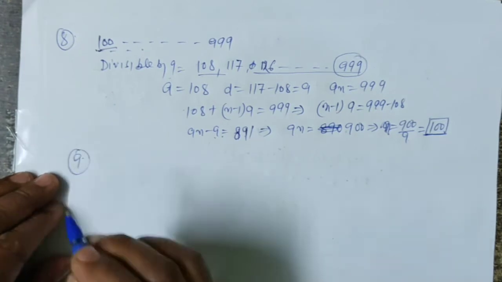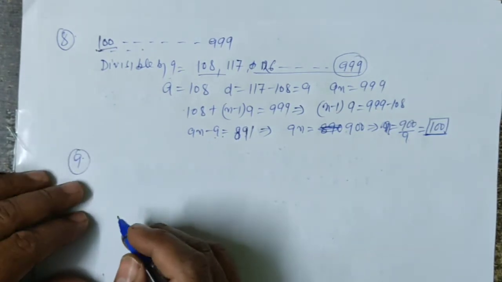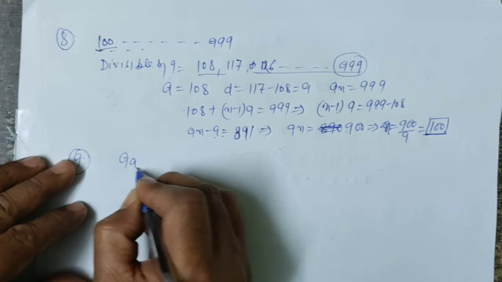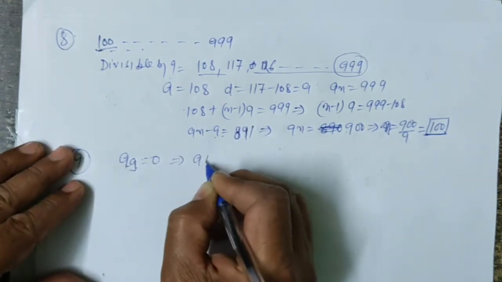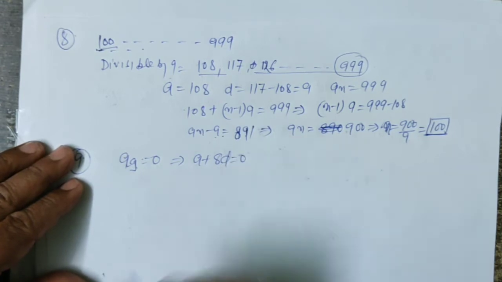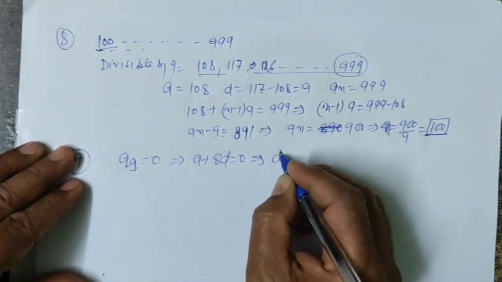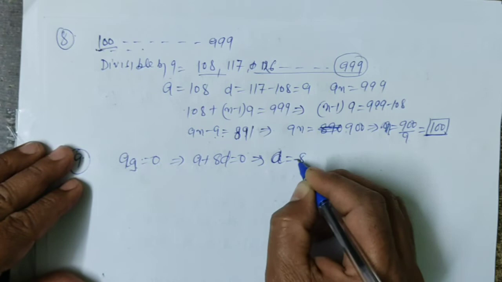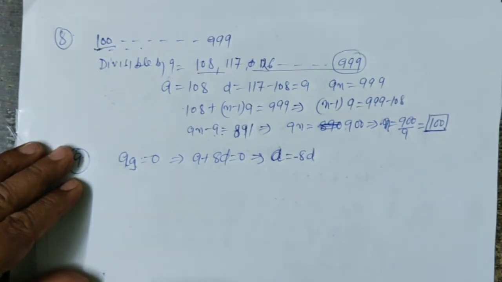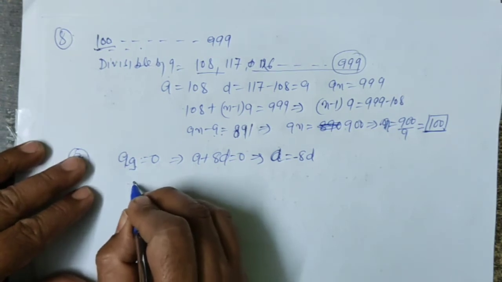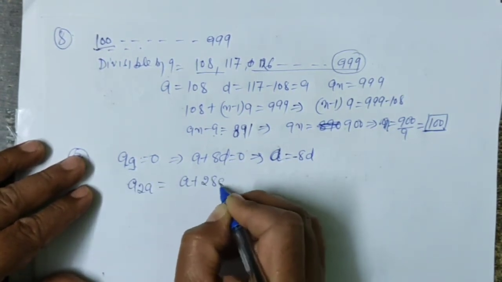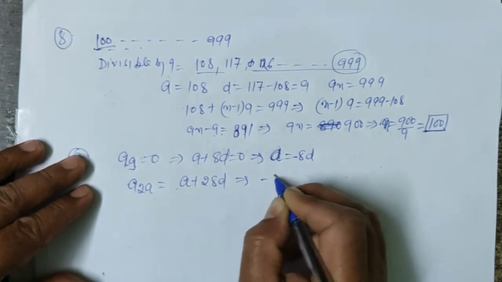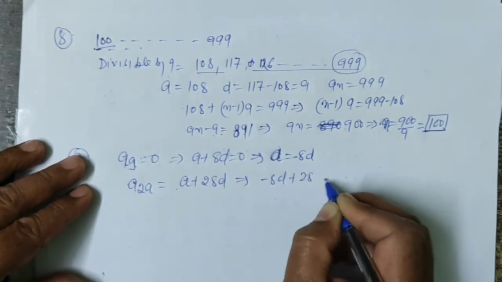Come to the 9th question. The 9th term of an AP is 0. Very good. 9th term, it is 0. That means A plus 8D is equal to 0. If we go for the method of substitution, A will be minus 8D. And prove the 29th term is twice the 19th term. Now go for the 29th term. A29 is A plus 28D. See, this is minus 8D plus 28D.